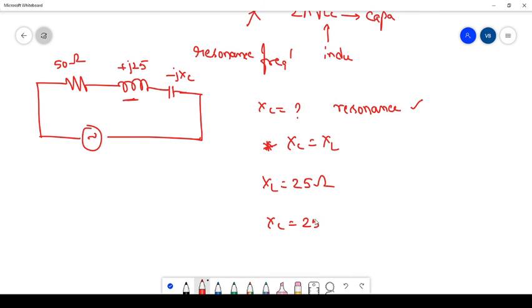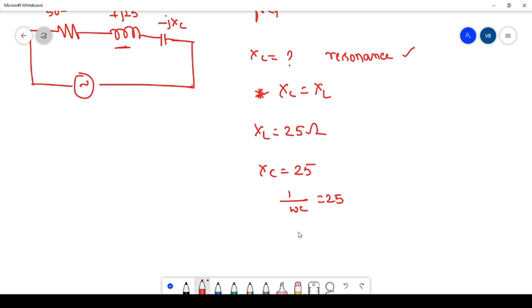That is 25. So what is XC? That will be 1 by omega c. 1 by omega c is equal to 25. So then Z, what happens? The impedance should be equal to the resistance value. Whenever there is the resonance condition, impedance should be equal to resistance. So what is the impedance here? That is Z we need to calculate. So what is the resistance value? That is 50. So the impedance is 50 ohms. Okay.